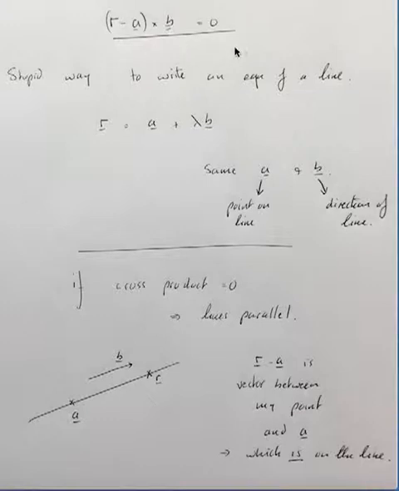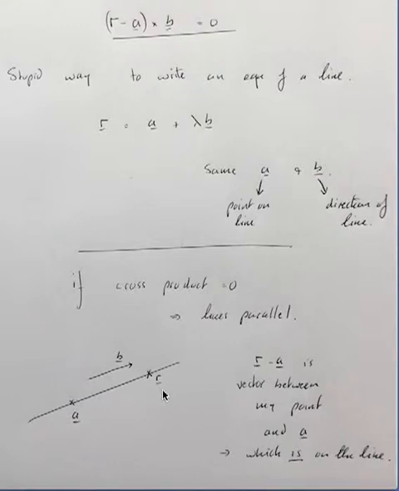So the way to think of this is, if I've got any old point here, the vector r minus a is going from a to r. That's what r minus a looks like. In other words, it's minus a, which would take me back to the origin, plus r, which would take me out to here. So this is the vector r minus a. If my point r is going to be on my line, then r minus a must be lying along the direction of my line, in which case r minus a cross b must be 0.